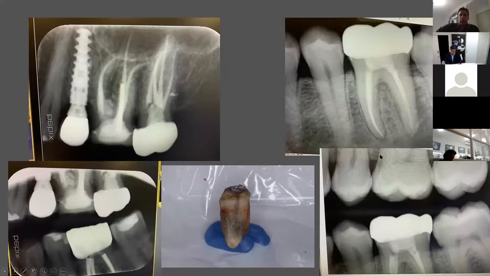And the lower 6 is similar. From the time that crown was put on, the patient knew it was high. Eighteen months later, vertical root fracture, J-shaped lesion, distal root, deep pocket, all because of an over-contoured zirconia hard crown.